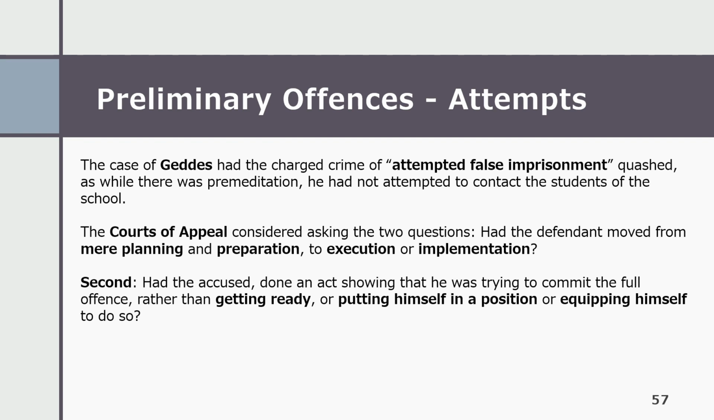The case of Geddes had the charged crime of attempted false imprisonment quashed as there was premeditation. However, he had not attempted to contact the students of the school. The Court of Appeal considered asking two questions. Had the defendant moved from mere planning and preparation to execution or implementation? Second, had the accused done an act showing that he was trying to commit the full offence rather than getting ready or putting himself in a position or equipping himself to do so?